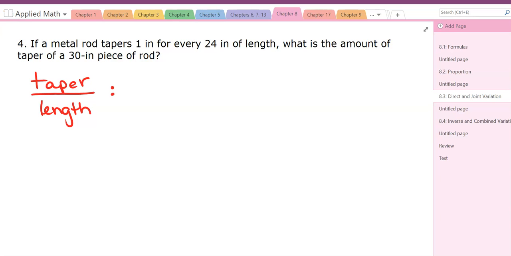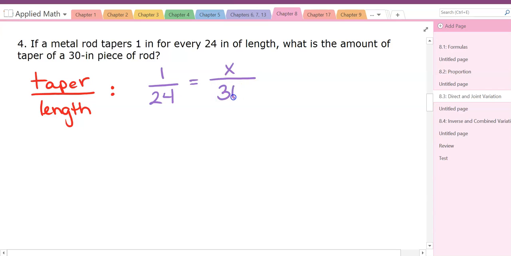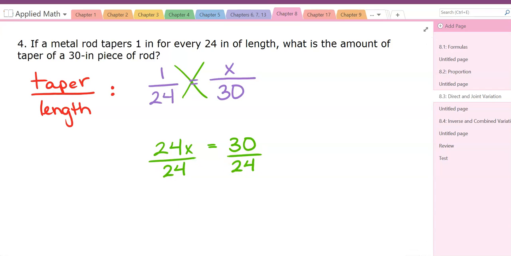So for setup, 1 inch of taper for every 24 inches. So I would put 1 over 24. And we're trying to figure out the amount of taper. So that's going to be your variable, and that's going to go on top for a 30-inch piece. So 30 goes on the bottom there. Cross multiply here, you're going to have 24x equals 30. Then you're going to divide by 24. Anybody able to tell me what you get? Good. 1.25, or 1 1/4, and that would be inches.